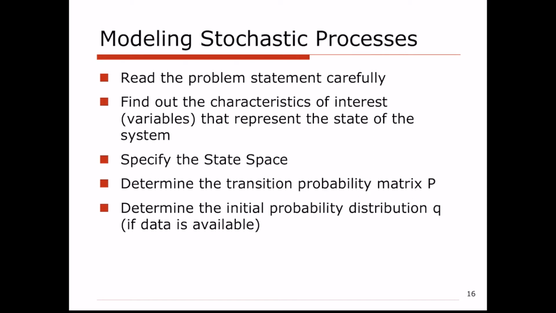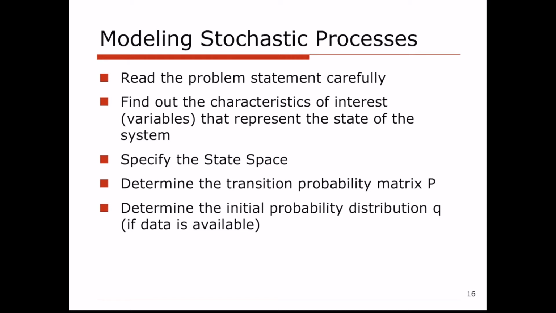we first have to read the problem statement carefully. Then we have to find out the characteristics of interest that we want to monitor. In other words, we have to find out what is forming the state of the system. Then we have to find out the state space, or the set of all possible values that the state variable can get. Then we have to form or put together the transition probability matrix P. And finally, if the data is available, we have to find the initial probability distribution vector Q.